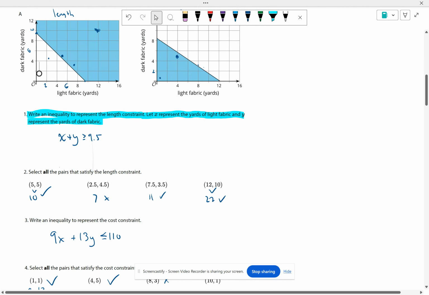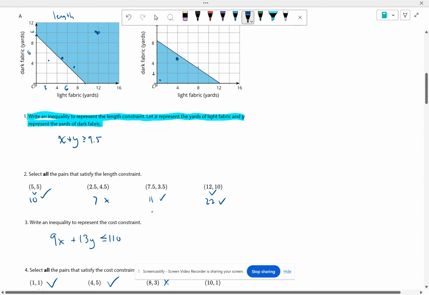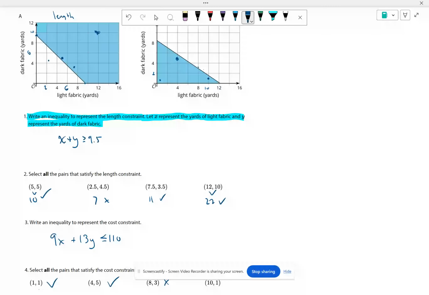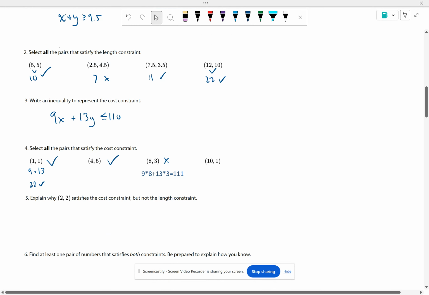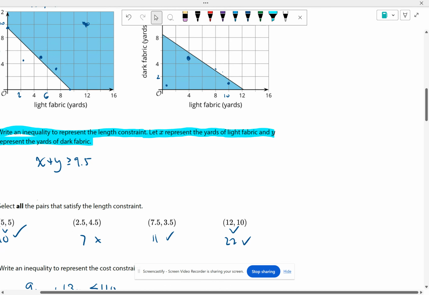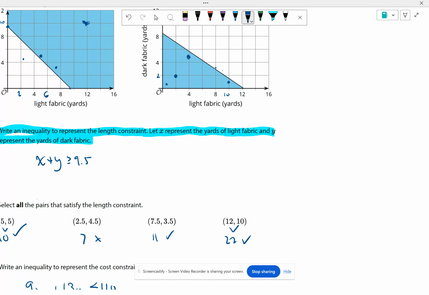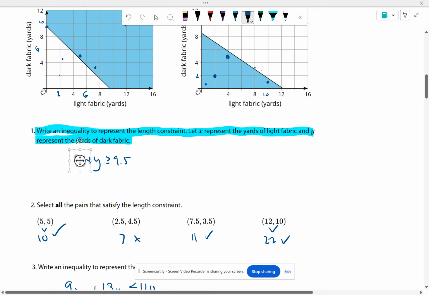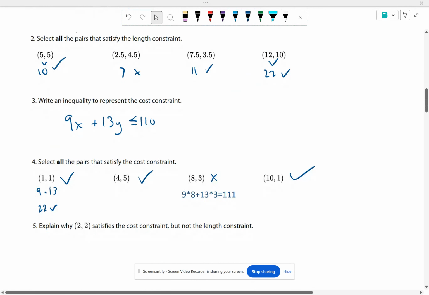And this last one, 10 comma 1. If I go, here's 10. 10, 1 is going to be right around here. That is a solution. That's a yes. So that's how we can use the graph to determine what's a solution. Now the point 2, 2 is a solution for the cost constraint, but not the length constraint. And you can see that 2, 2 is in the shaded region here. That's going to cost you much less than $110, but the point 2, 2 is only going to give you a total of 4 yards of fabric. It's not enough fabric.